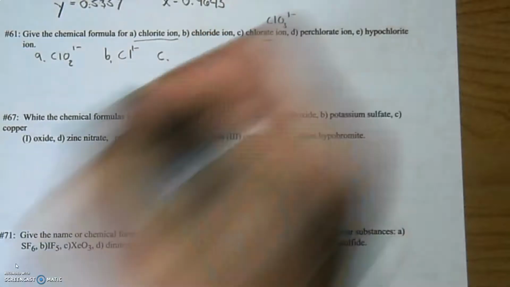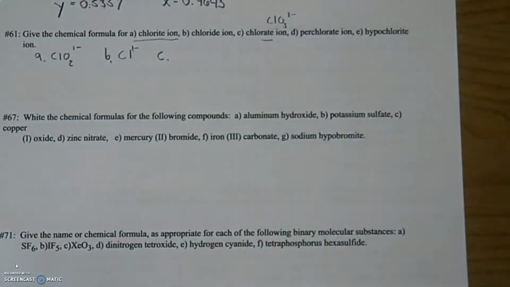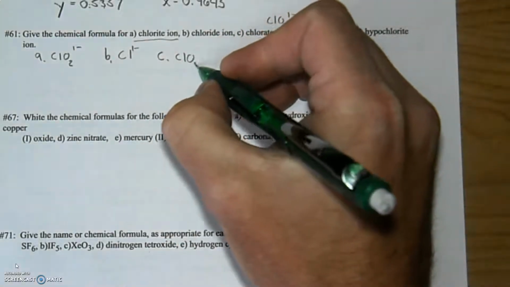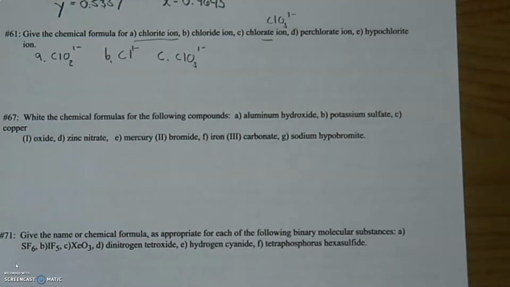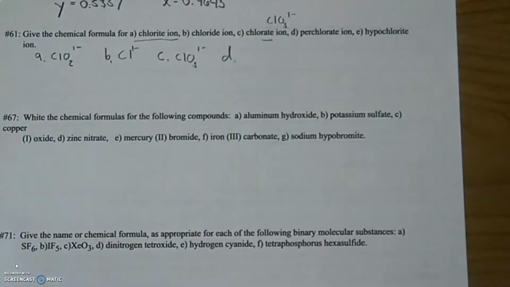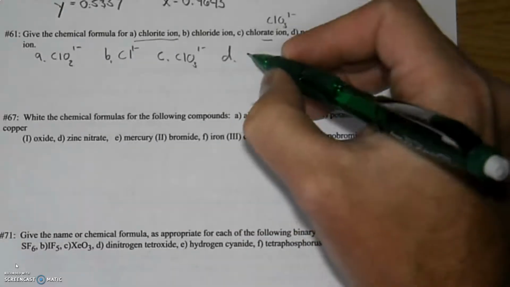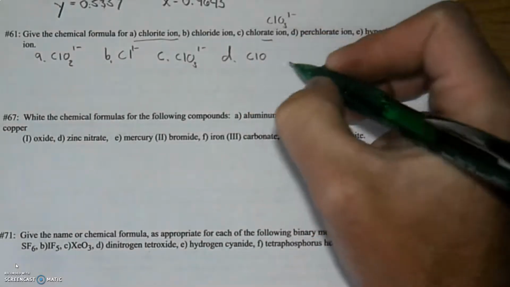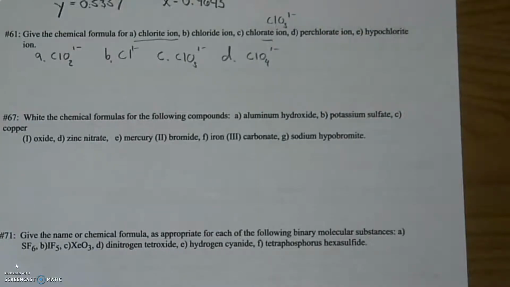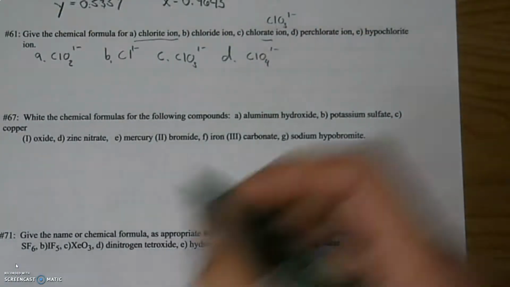Okay, C. This one is one we just talked about. It is chlorate. That's the most common oxyanion for chlorine, and we'll say 1 minus. All right, D. We're looking at perchlorate. That is 1 additional oxygen. So not 3, but 1 additional, so it's 4. And again, these are just naming rules that you just have to memorize.